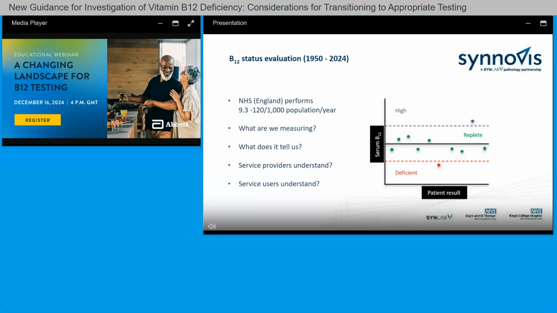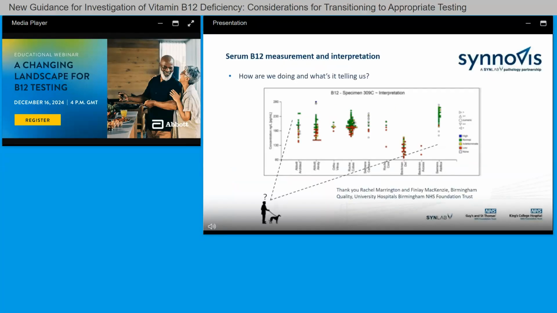So if I was concerned about my B12 status, and an aliquot of my sample was sent to all the laboratories in the United Kingdom performing the serum B12 test, how confident would I be in the diagnosis that I received? Well, I wouldn't be very confident, because depending on the laboratory that performs my test, I could be told that I am deficient, so I have a low concentration, that it's indeterminate, that it is normal, or that it is high. I'd be very confused.